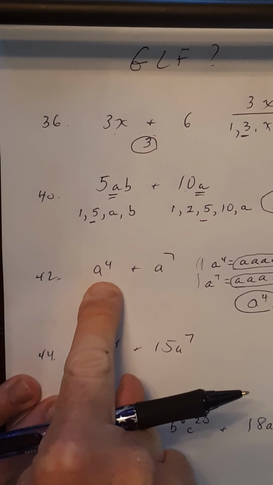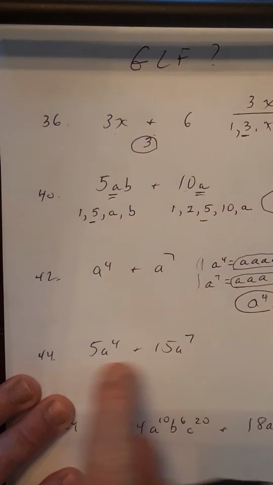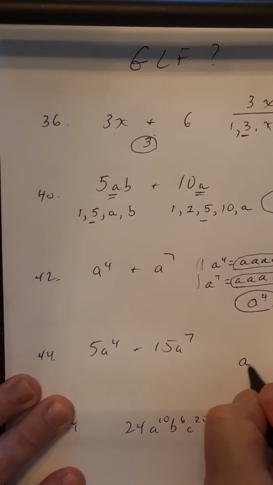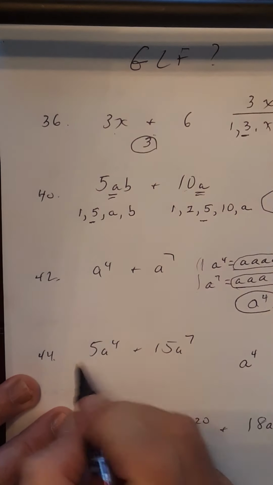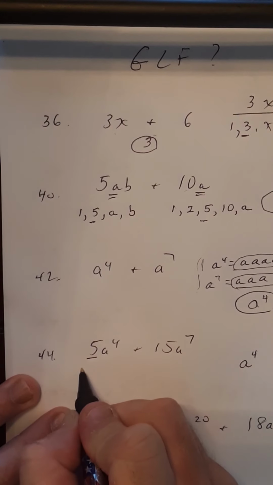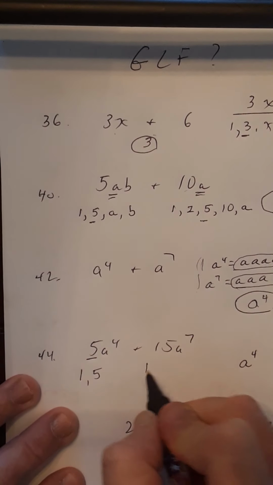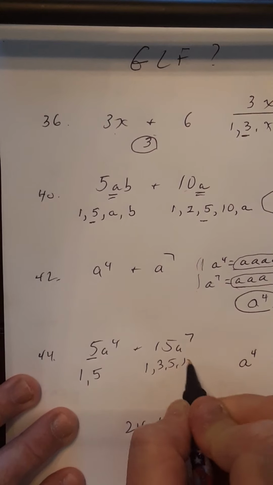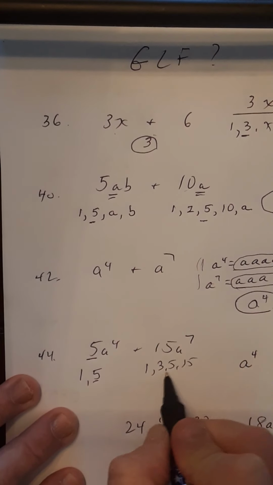Well, if the greatest common factor of A to the 4th and A to the 7th is A to the 4th, then in this case, we know it's going to be A to the 4th as well. The common factors of 5 are 1 and 5. We got 1, 3, 5, 15. Looks like they both share a 5.